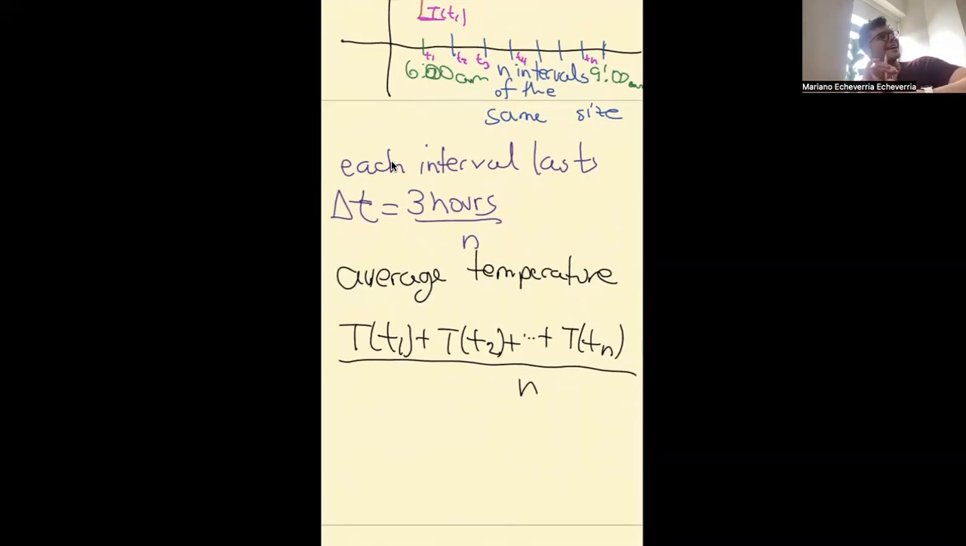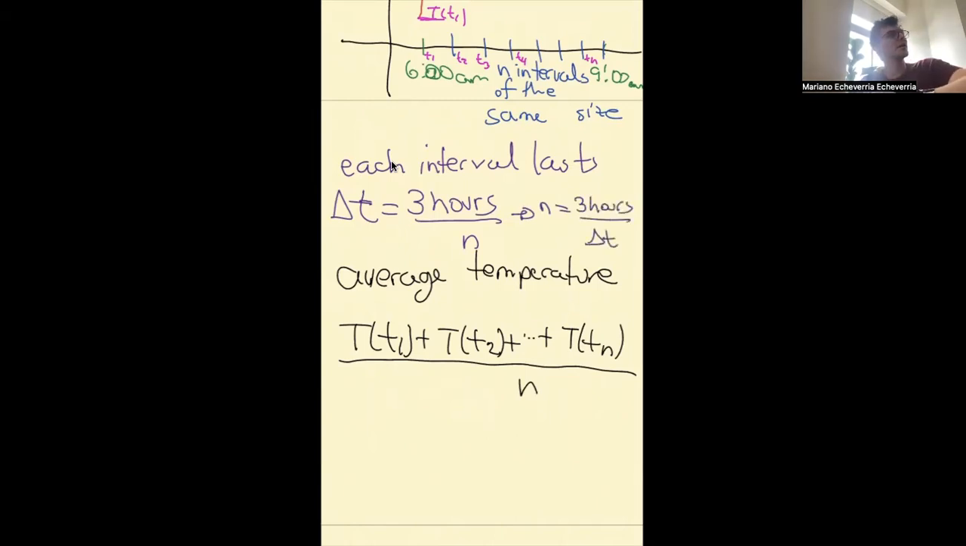And we're almost there. So how can you think about this in a more useful way? Well, if you look at this, this also gives you the formula for n. You can say that n is 3 hours divided by delta t.